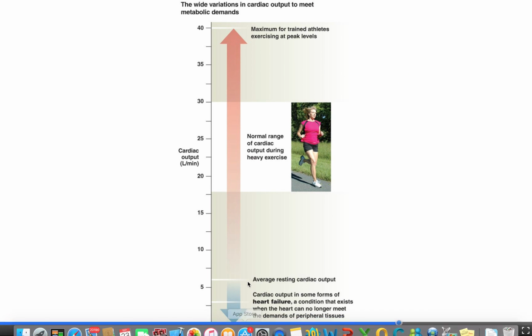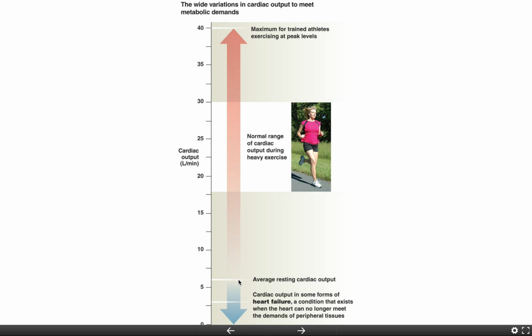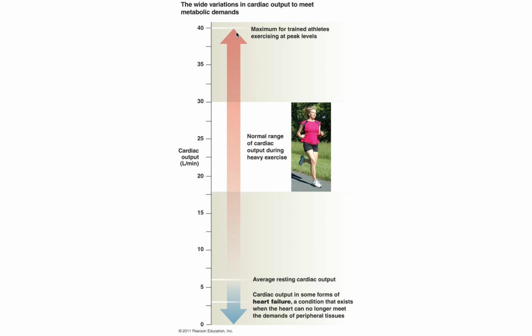And cardiac output changes depending on our body's needs. So resting cardiac output is around 6 liters per minute. But when you get into exercise, it's going to increase to 20 or 30 liters per minute. For trained athletes, it can get up to 40 liters per minute if your heart and your blood vessels are all in great shape and you have lots of blood.